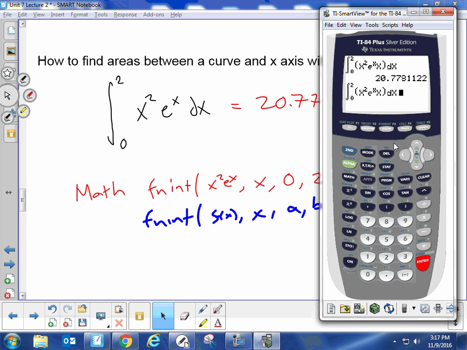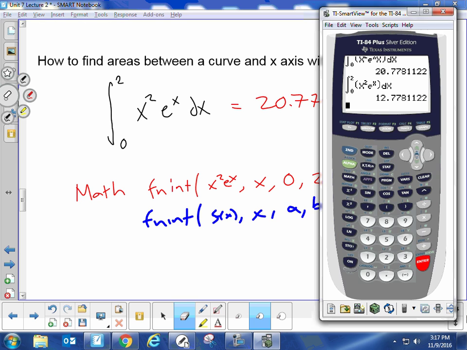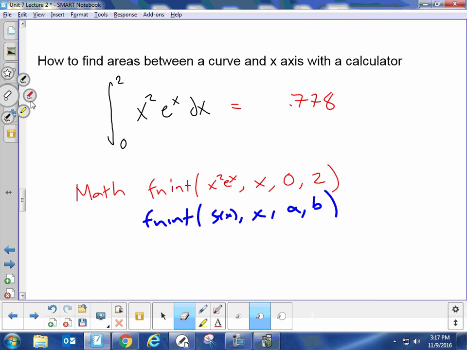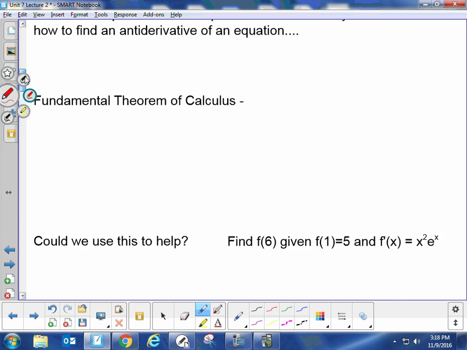Frustrating. I thought that x went there. 12.778. Okay, cool. Well, can we use that and our calculator's computational capabilities to help us figure this out?